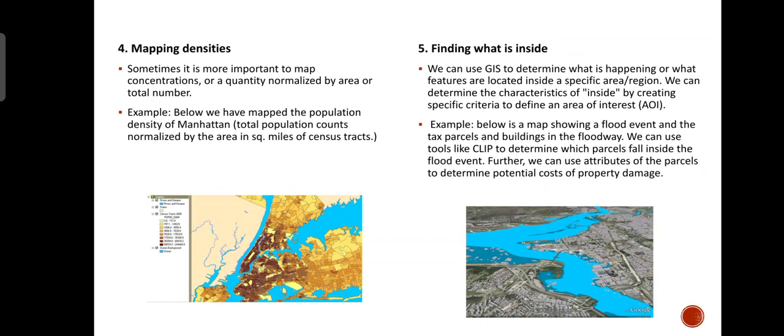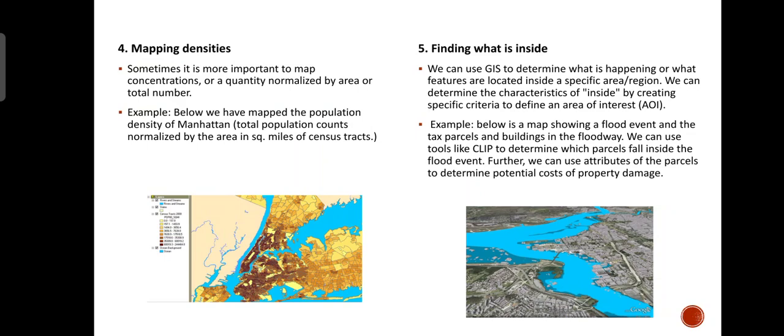Fourth one, mapping densities. Sometimes it is more important to map concentrations or a quantity normalized by area or total number. This example shows the population density of Manhattan.